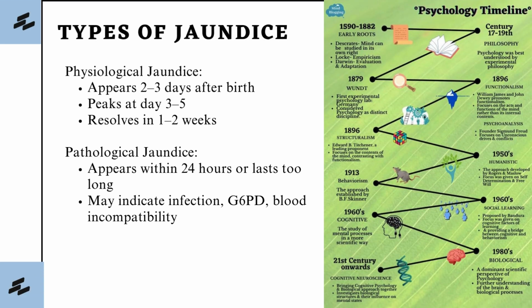Types of jaundice. There are two major types of neonatal jaundice. Physiological jaundice is normal. It appears after 24 hours, peaks around day 3 to 5, and resolves within 2 weeks. In contrast, pathological jaundice occurs within the first 24 hours or lasts longer than expected. Pathological jaundice may signal infections, enzyme deficiencies like G6PD, or blood group incompatibilities. These require urgent investigation.